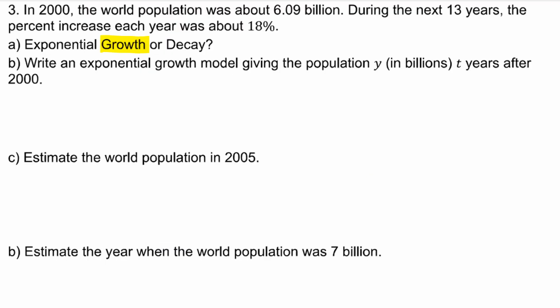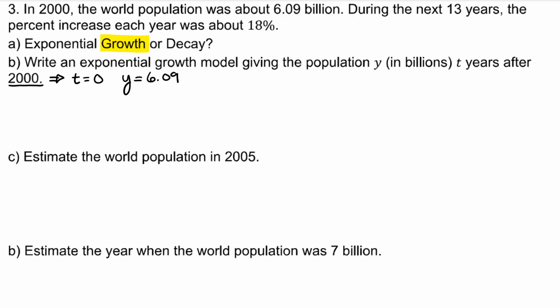T years after 2000, so at t equals 0 is the year 2000. And at the year 2000, y, the total population in billions, was 6.09. In our exponential model, a is equal to the starting value. We have an initial population of 6.09 billion, so a is 6.09. R is the rate at which things are changing. There's an increase of 18%, so in this case, r would be 18% as a decimal, 0.18.